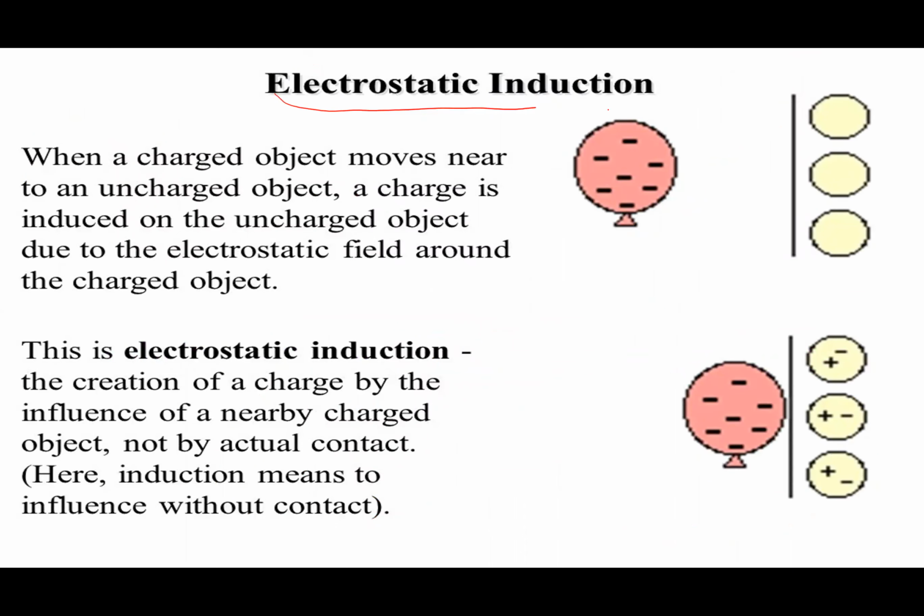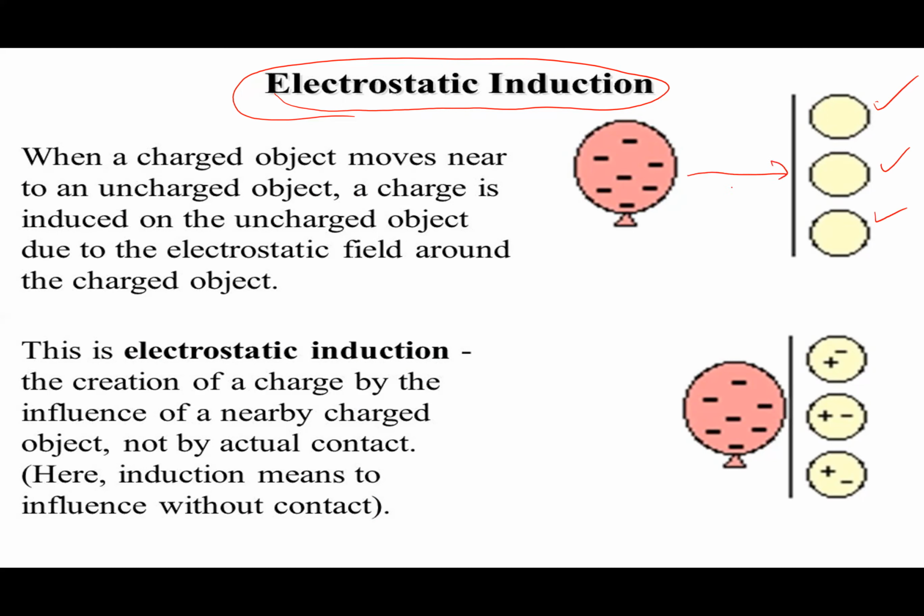Electrostatic induction. Here we take a simple example. When a charged object moves toward an uncharged object, a charge is induced on the uncharged object due to the electrostatic field around the charged object. For example, there is no charge on this object.